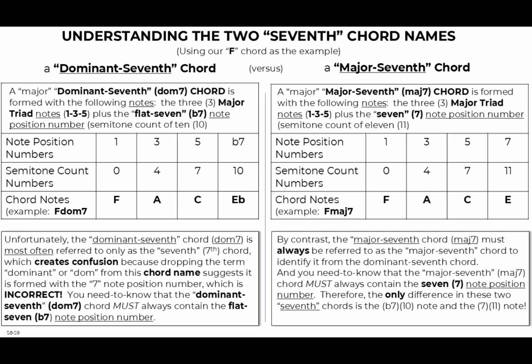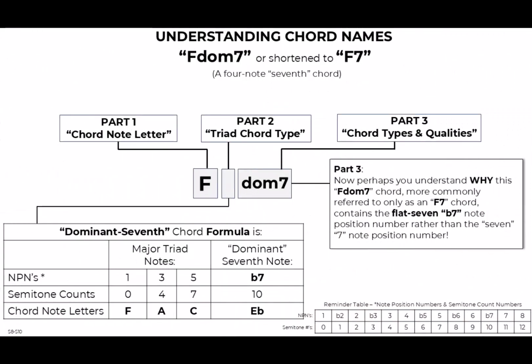Now let's resume our example at hand and complete the decoding process of this F7 chord name. In looking in the Part 3 Chord Types and Qualities section, we now know the number 7 that appears in its name is actually formed with the flat 7 note position number note. Again, this is for the F dominant 7th, or abbreviated F7th chord. And again, using the semitone count numbers to form this chord, we see that the first note letter is an F note, which is a 0 semitone count.